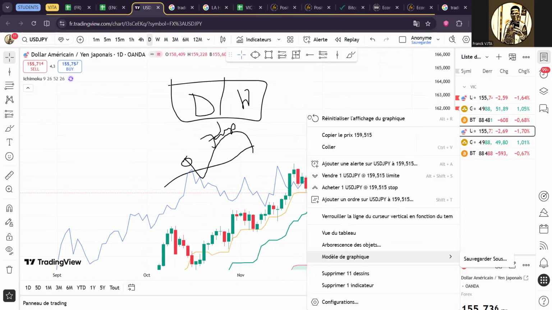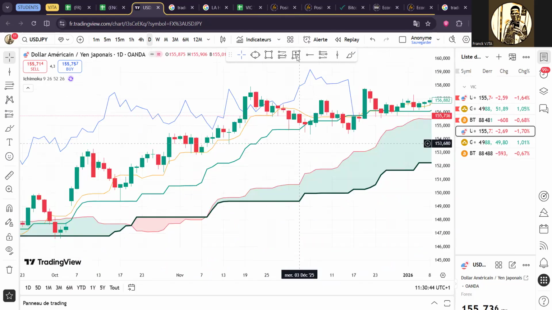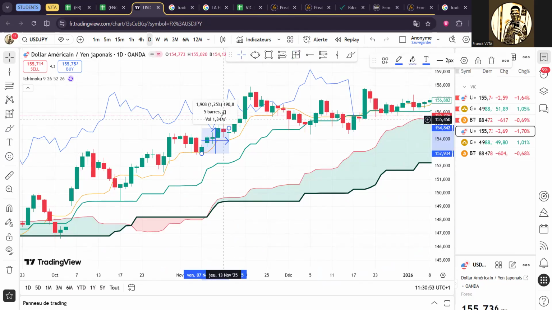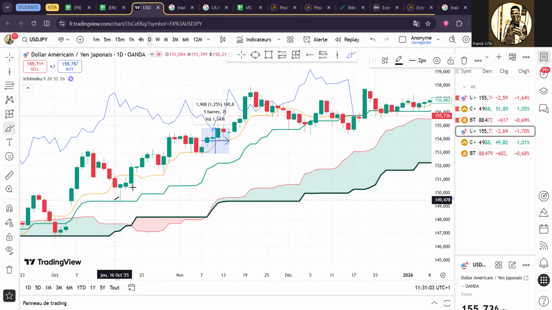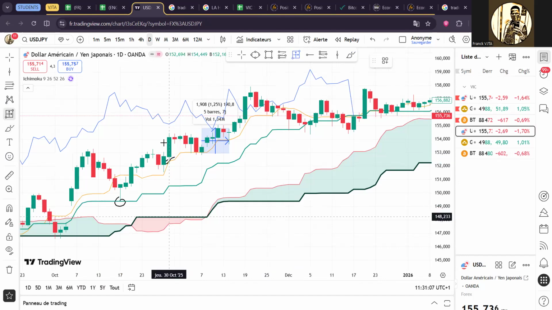Look, for example, mostly when the trend is very bullish, between the touch of this candle and the touch of this candle, we have 7 days. Between the touch of Tenkan and here, we have 7 days. We can also take between this touch and this touch, right? How many days do we have? We have 13 days.